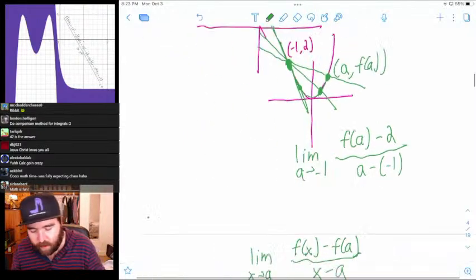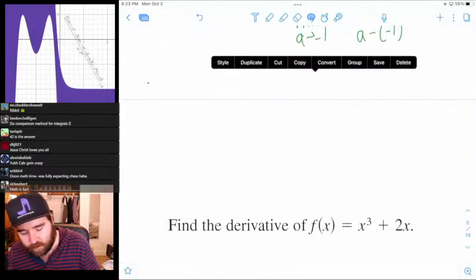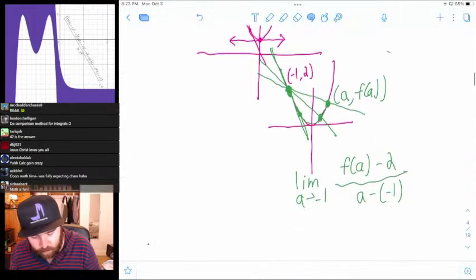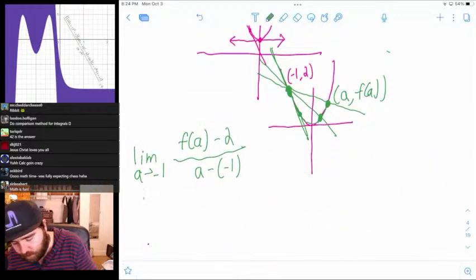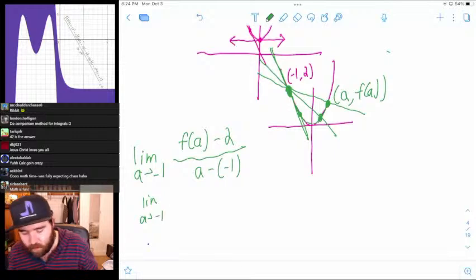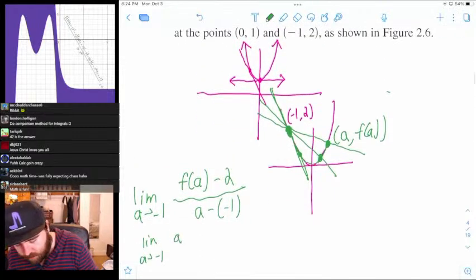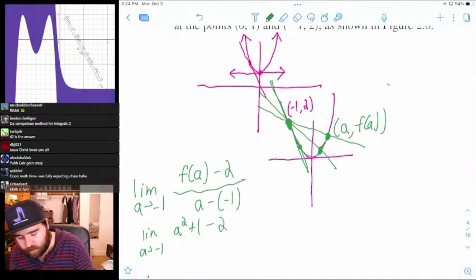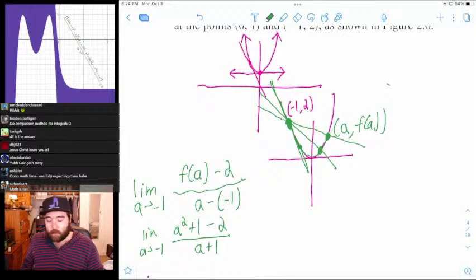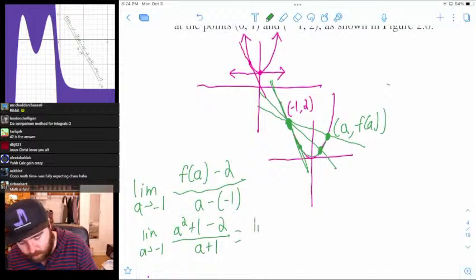So just calculate this. What is f(a)? Well, we know what the f function is. The f function is x squared plus 1. So let's move this over here so we've got more room. We're going to do the limit as a approaches -1 of a squared plus 1, because that's what f(a) is, minus 2, over a plus 1, because minus minus. Okay, that's beautiful, because then what can we do from there? We have the limit as a approaches -1 of (a squared minus 1) over (a plus 1).